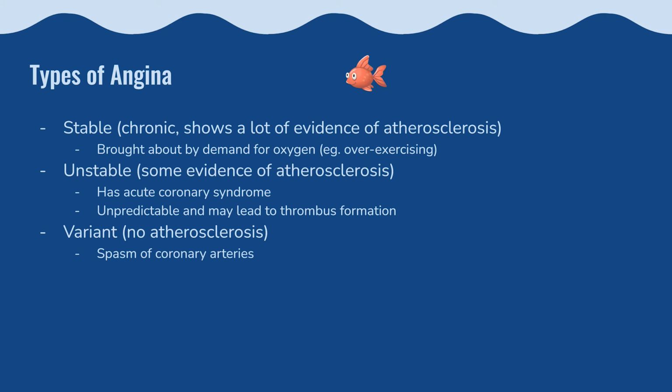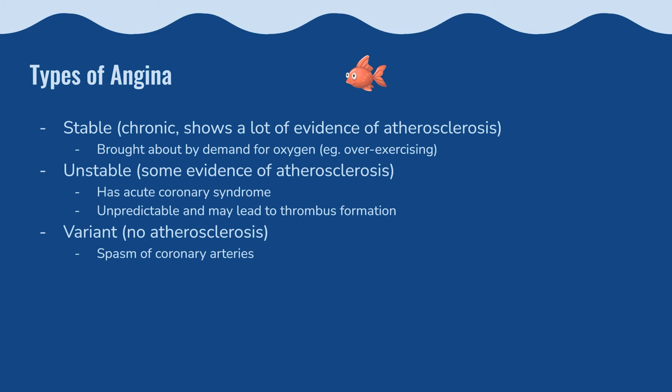Unstable angina has some evidence of atherosclerosis. A person with unstable angina also has acute coronary syndrome. And unstable angina is also unpredictable, so it can lead to thrombus formation. So it's more dangerous than stable angina.